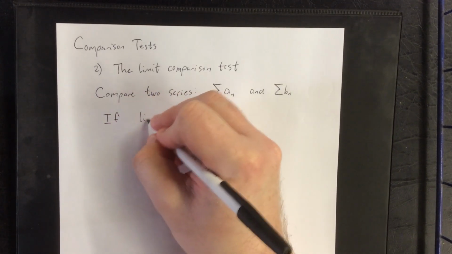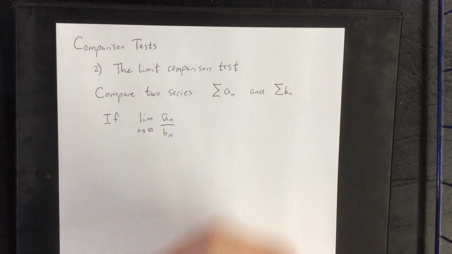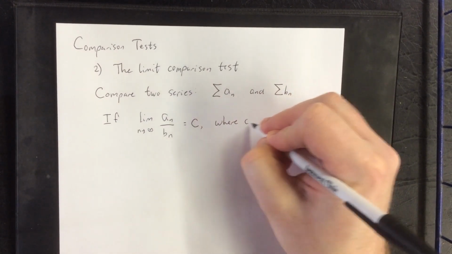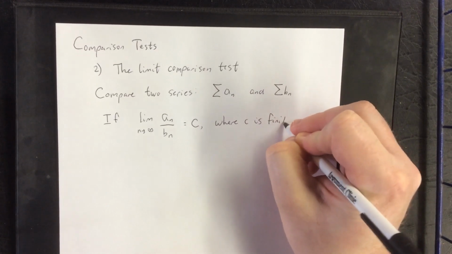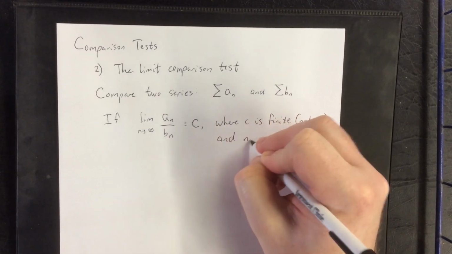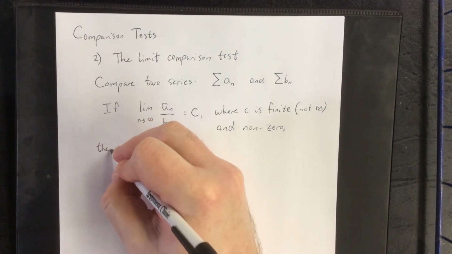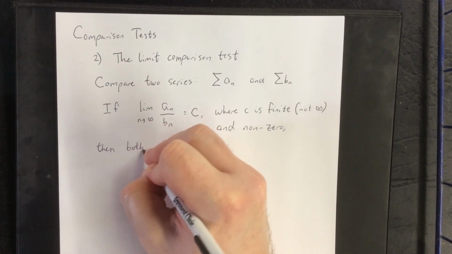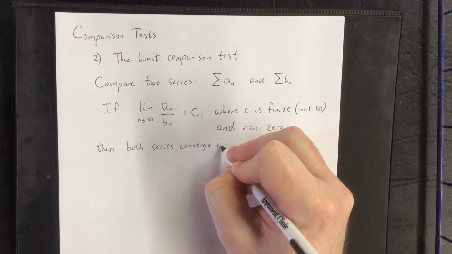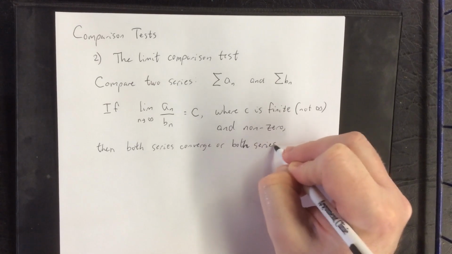If you can show that the limit as n approaches infinity of the ratio of the terms of these two series is equal to c, where c is finite, that is, not infinity, and non-zero, then both series converge, or both series diverge.